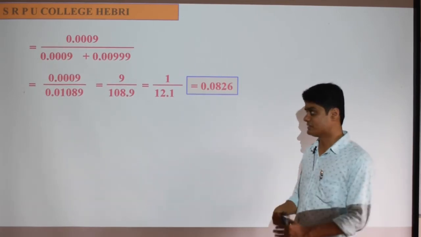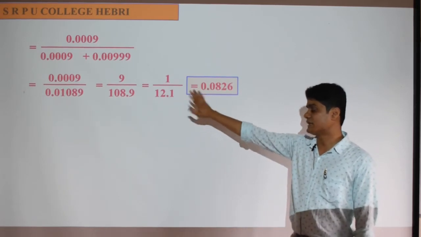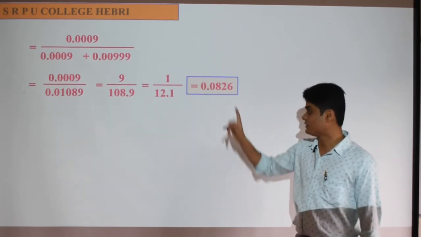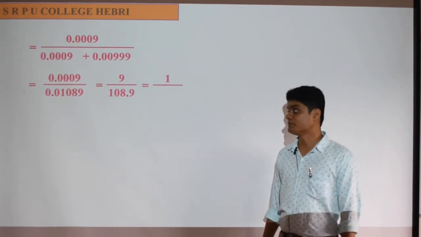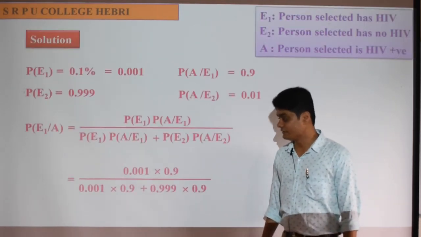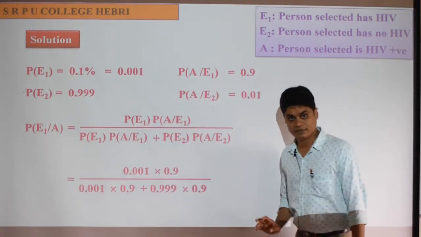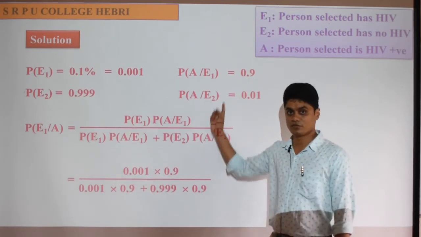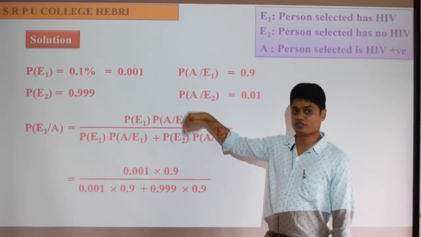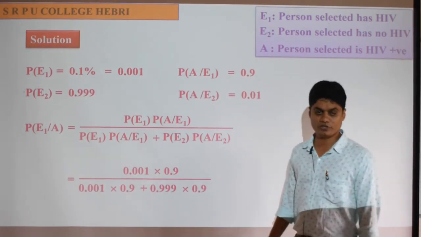I went a little fast because there is nothing to explain in this part. Use a calculator, calculate, and keep the decimal form 0.0826. I hope you understood. In this particular problem, the difficult task is these 4 numbers. If you have any confusion, you can ask me later. This is an important question, so I repeat: note the numbers down.